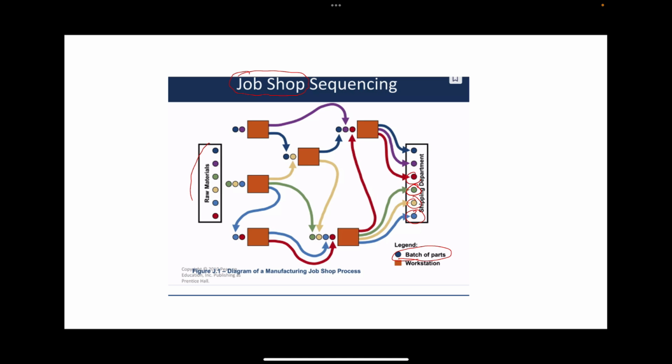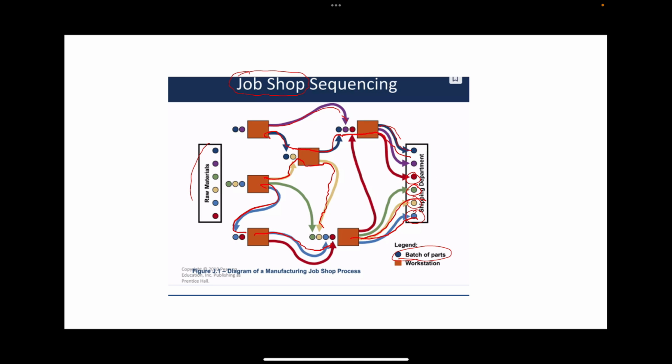You can see the batches of parts. The various colors indicate how these products are manufactured. You can see this one goes through here, and then finally here. Then you have this job, which goes like this and finally to here. This one goes to here like this. So each job has a different route.